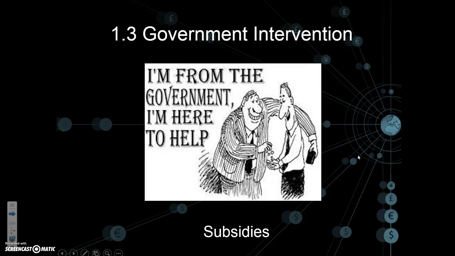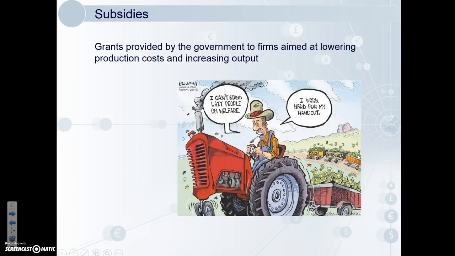Hi all, this is a lesson on section 1.3 Government Intervention, focused on subsidies. Firstly, a definition. Subsidies are grants provided by the government to firms aimed at lowering production costs and increasing output. So make sure you know the definitions, these are important to know.